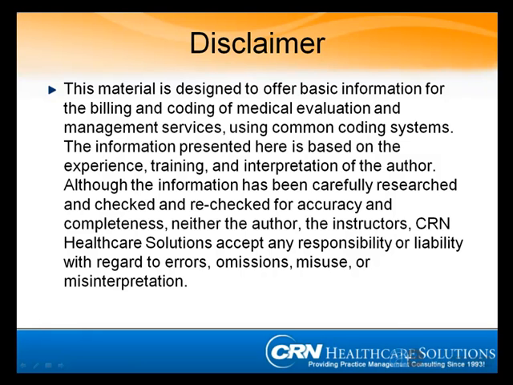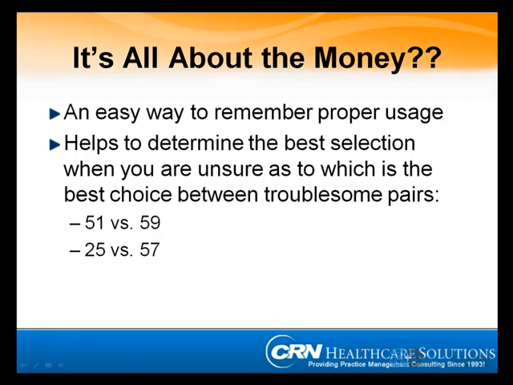So when we're doing modifiers, looking at slide 3, it's very important to remember, when we're looking at the usage, to think about the money. It's all about the money. So when you're trying to decide what modifier to use, which one is going to affect your money? I'm going to talk to you about the definitions of 51 and 59. Which one, if both apply, affects the money?